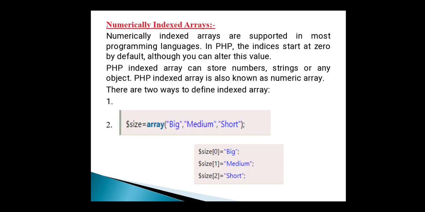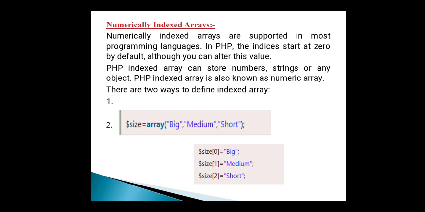Next we can see the numerically indexed array. Numerically indexed arrays are supported in most programming languages. In PHP, the indices start at 0 by default, although you can alter this value. A PHP indexed array can store numbers, strings or any object, and is also known as a numerical array. As I told you, the array begins from index 0, and we can alter this index value also.